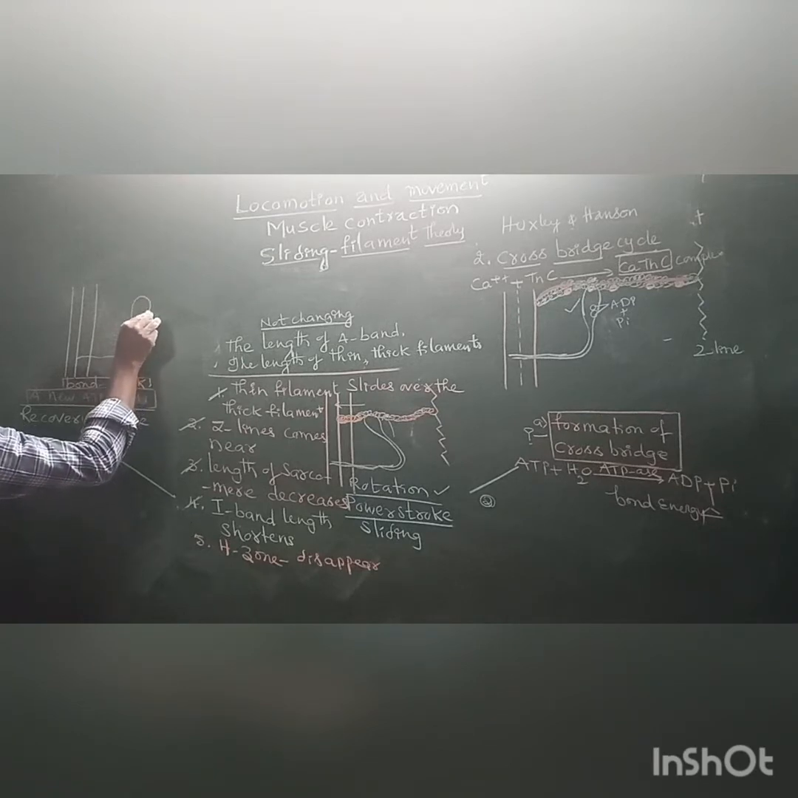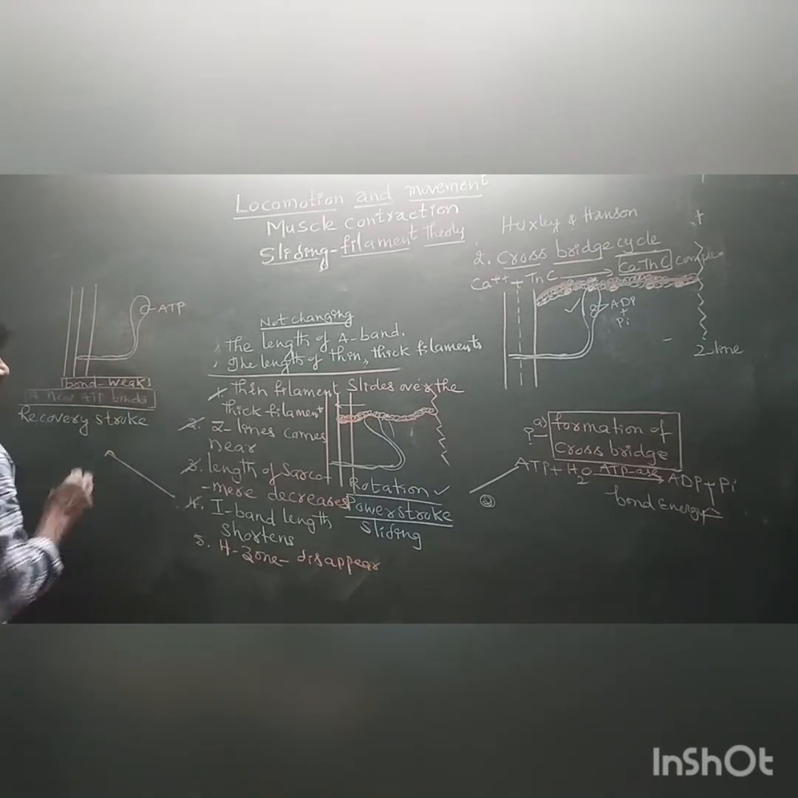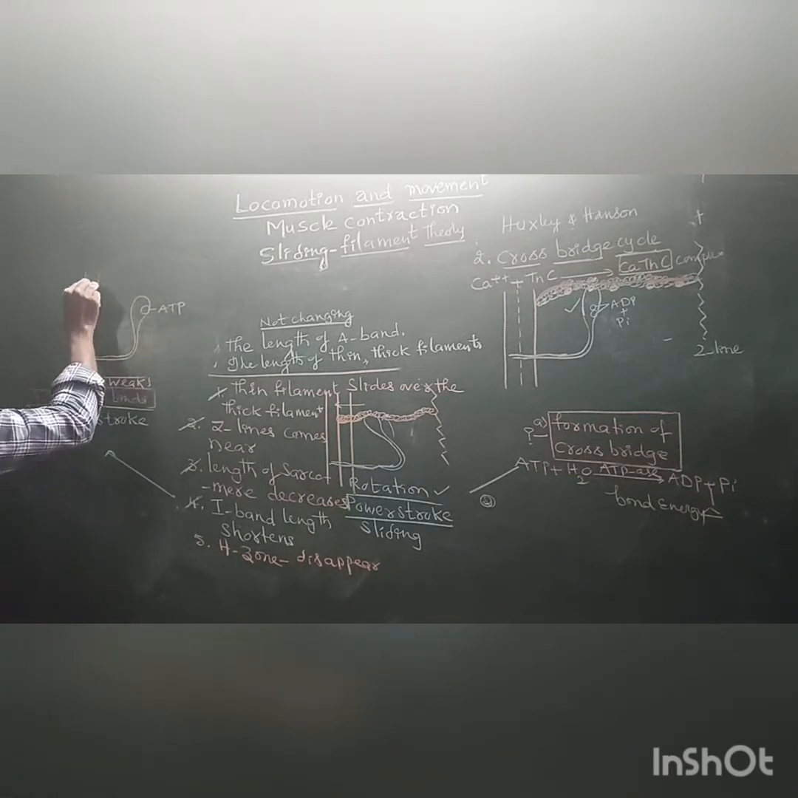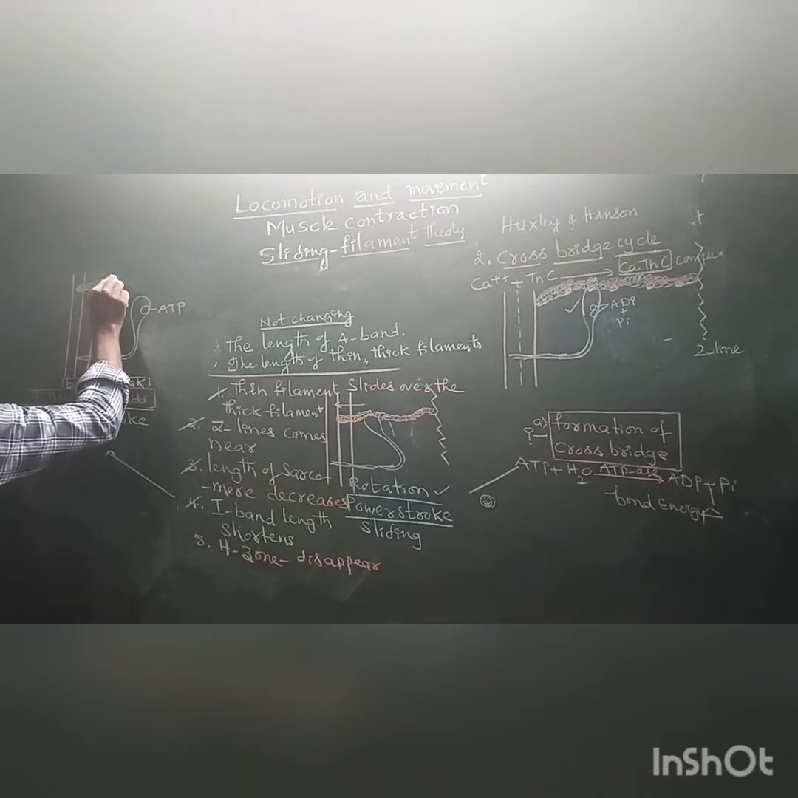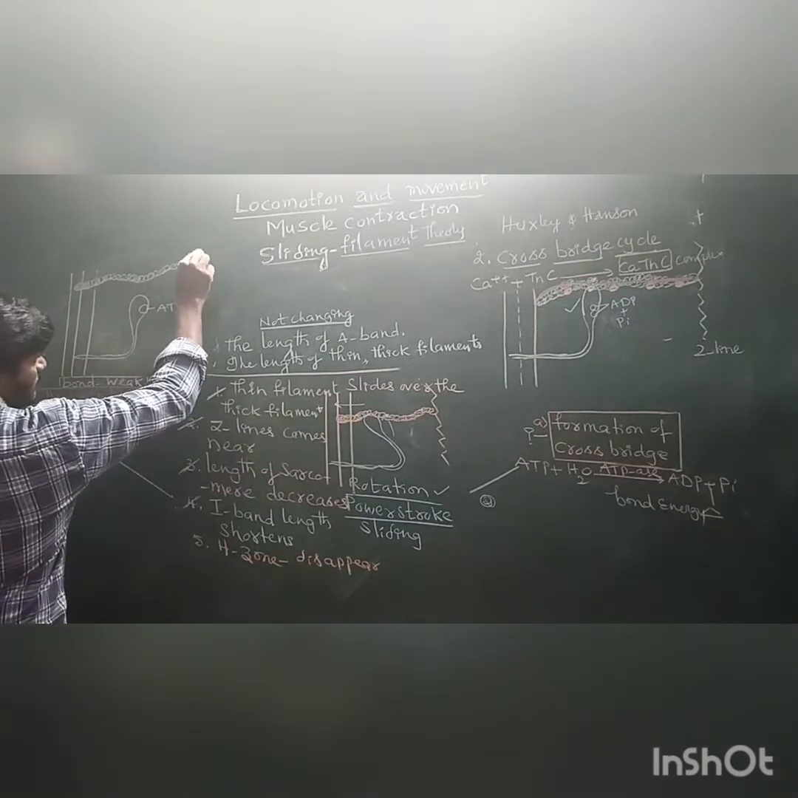When there are no calcium ions with the thin filament, the active sites of the actin are closed or masked. When the active sites are masked, the Z lines come to normal.